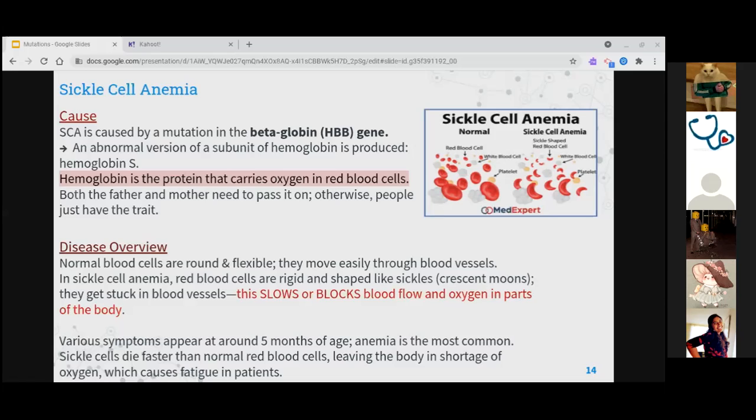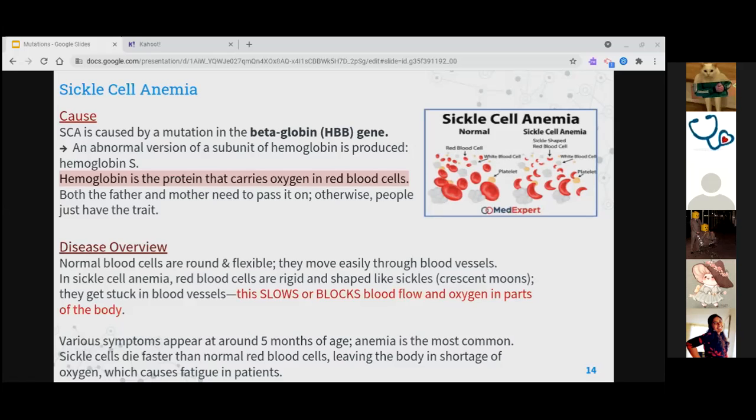Otherwise, if only one parent passes the sickle cell gene to the child, that child will simply have the sickle cell trait. Normally, the flexible, round red blood cells move easily through blood vessels. However, in sickle cell anemia, the red blood cells are shaped like sickles or crescent moons. These rigid, sticky cells can get stuck in small blood vessels, which can slow or block blood flow and therefore oxygen to parts of the body.